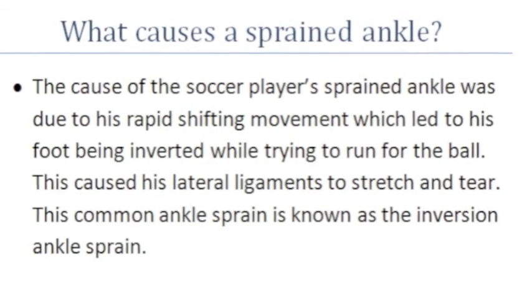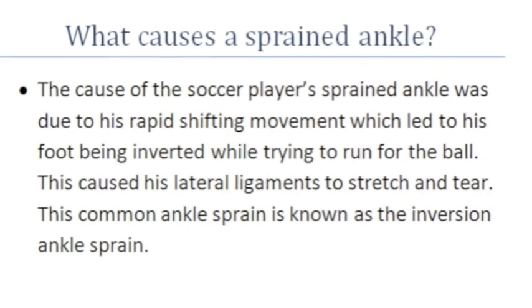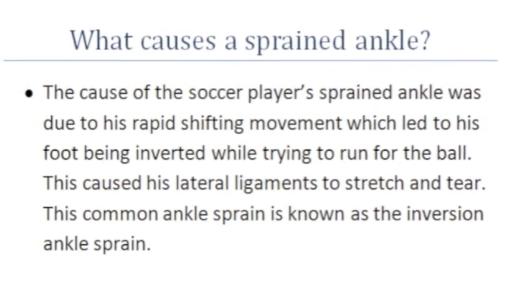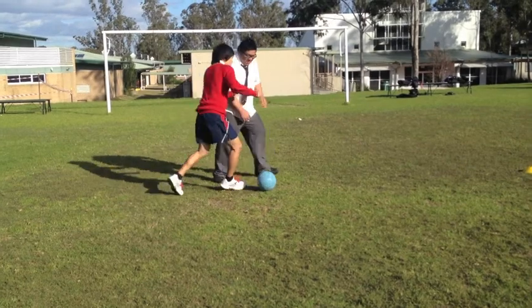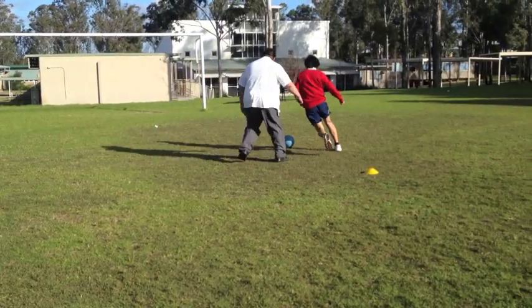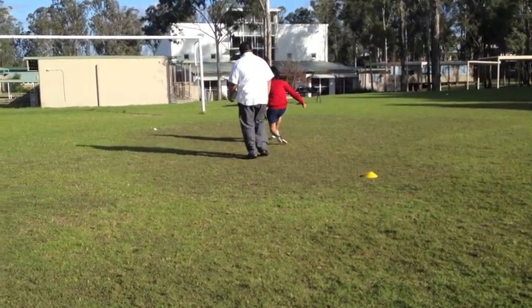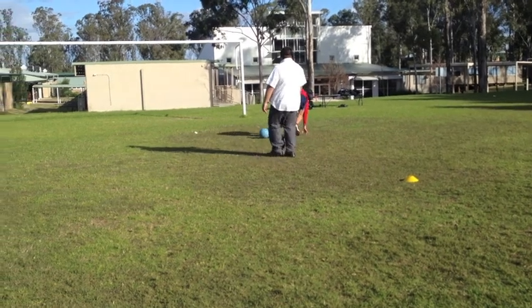What causes a sprained ankle? The cause of the soccer player's sprained ankle was his rapid shifting movements, which led to his foot being inverted while trying to run for the ball. This caused his lateral ligaments to stretch and tear. This common ankle sprain is known as an inversion ankle sprain.